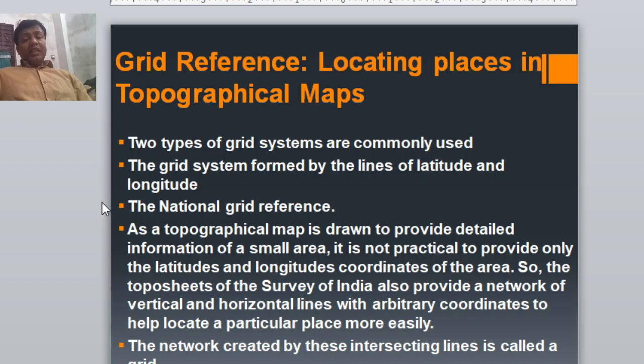With the national grid reference, we locate all things on a topographical map, either man-made or natural. A topographical map is drawn to provide detailed information of a small area. It is not practical to provide only latitude or longitude coordinates of the area. So the topo sheets of the Survey of India also provide a network of vertical and horizontal lines with arbitrary coordinates to help locate a particular place more easily.